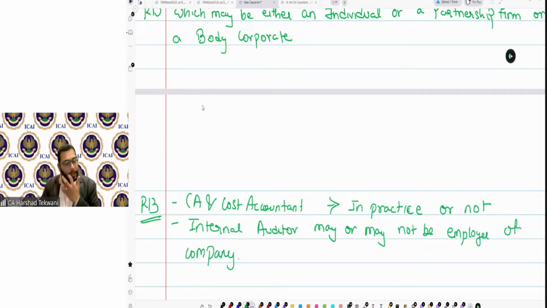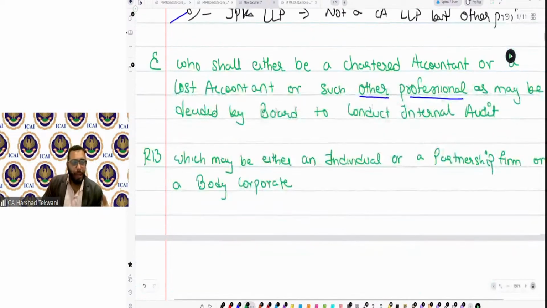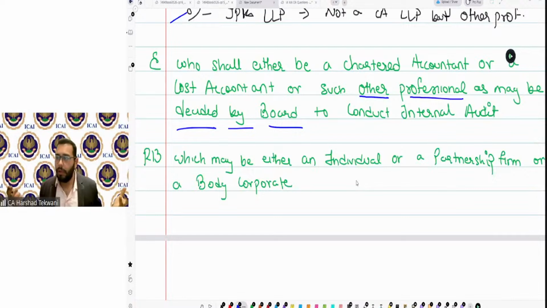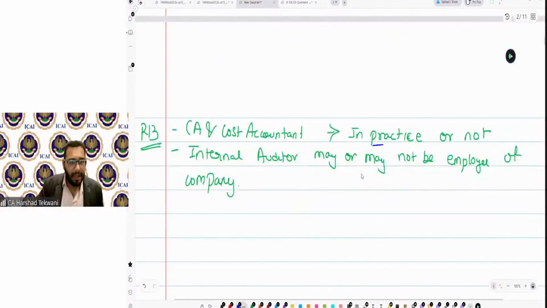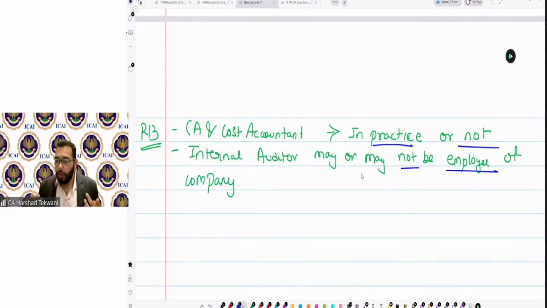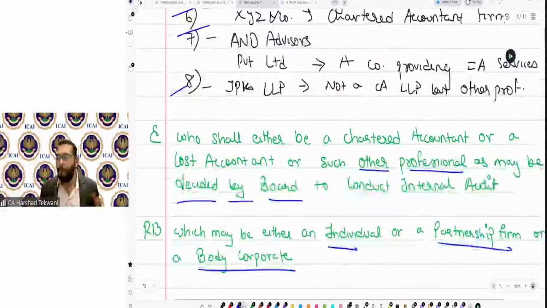So if you see these conditions, like cannot be an employee, can be any other such professional which is not defined, but that professional can be decided by the board. If tomorrow the board decides I need to appoint this person, they can appoint, fine. It can be an individual, a partnership firm, a body corporate. It can be practicing or not. It can be an employee or not. So all the provisions are in such a way that anyone can be appointed the internal auditor.